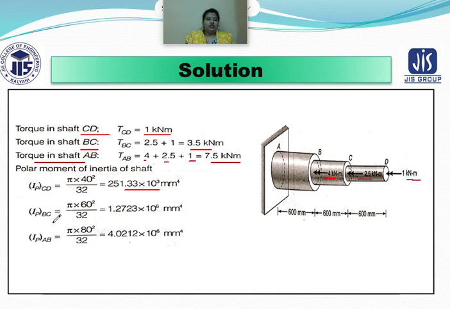The polar moment of inertia for BC, the diameter for BC is what? 60. So pi into 60 square by 32, you have got 1.02723 into 10 to the power 6 millimeter to the power 4. And for the polar moment of inertia for shaft AB, the diameter you can see is 80. So your IP for AB is equal to pi into 80 square by 32, which is 4.0212 into 10 to the power 6 millimeter to the power 4. So this is the entire polar moment of inertia for this particular shaft.